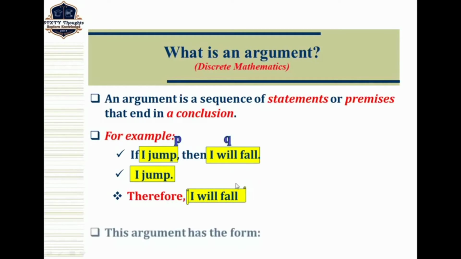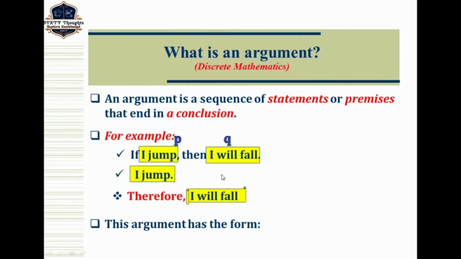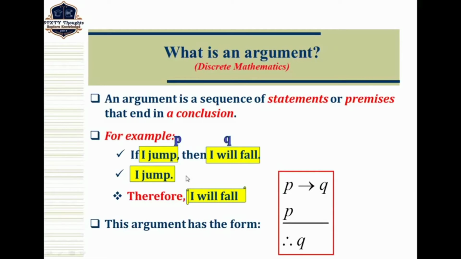So how to write the symbolic form in the given example? In premise 1, we consider P then Q. In the second premise, we have only the P statement. Okay. So using these two premises, we can write the conclusion: I will fall. That is nothing but Q. So therefore, the given argument is called a valid argument. What is a valid argument? When a conclusion is proved from the given premises, then the given argument is called valid. Otherwise, it is invalid.